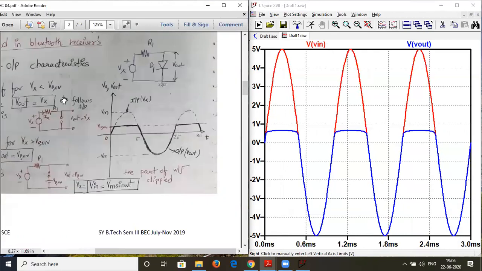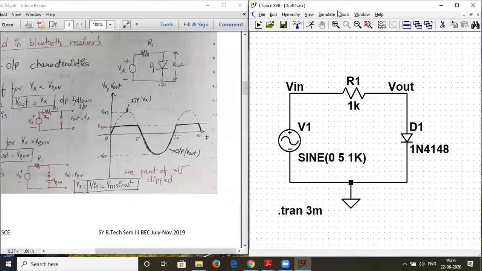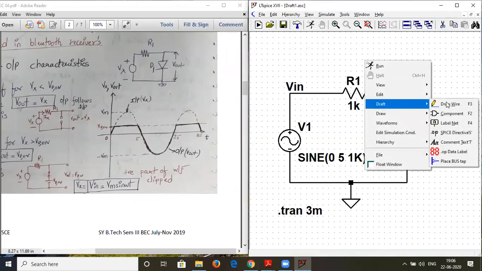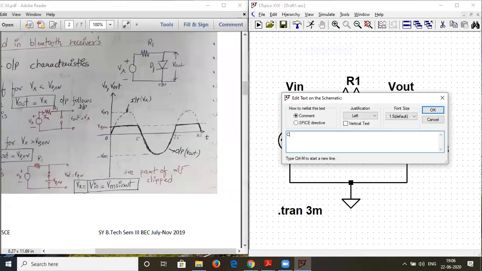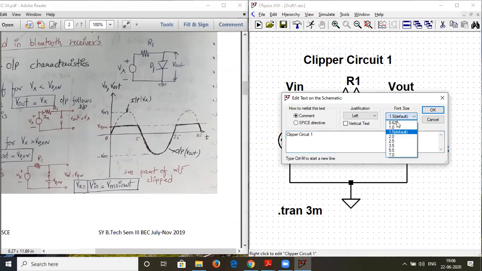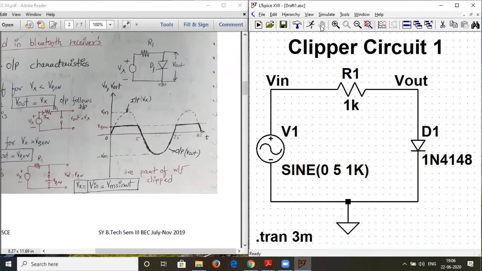Now, let me just explain this with another example. I hope this is clear. Now, let me explain one more characteristic. So this circuit over here is indeed a clipper circuit. So let me just add it over here. Clipper circuit. Let me just write clipper circuit 1. So this circuit will act as a clipper, it will clip off a positive portion of my input signal. We have just now seen.